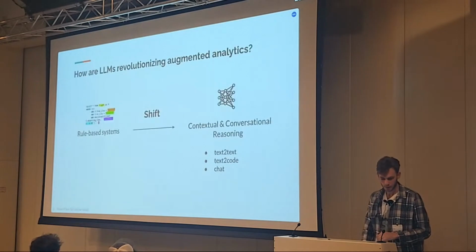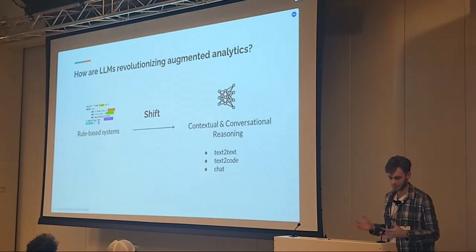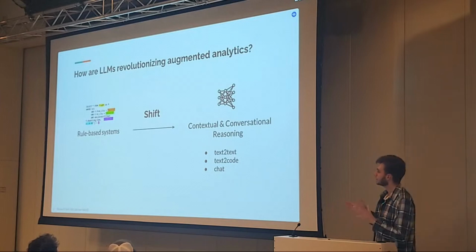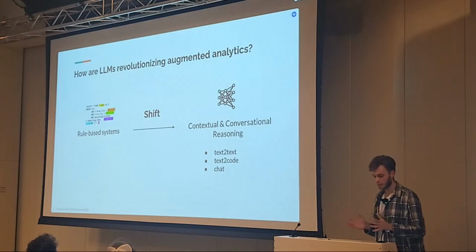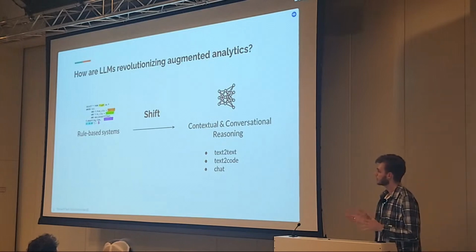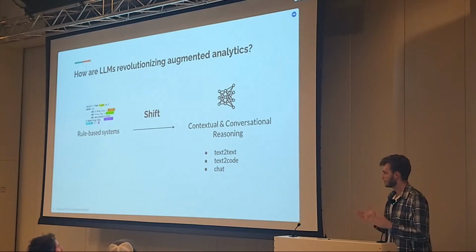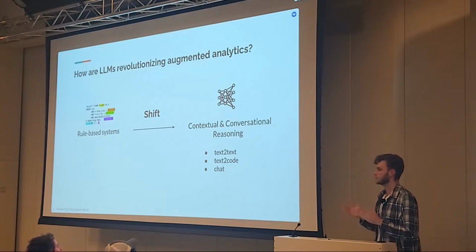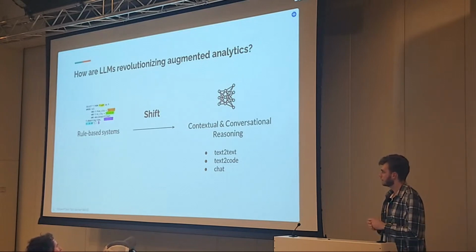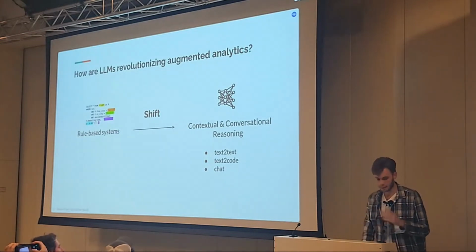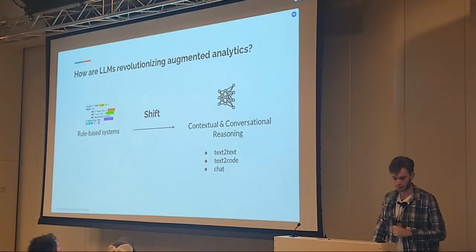So let's see where this revolution comes from. The main point I want to mention is this shift from what we call rule-based systems to something really contextual, which has contextual and conversational reasoning. You can speak with a large language model. It's a text-to-text model, it's also a text-to-code model, and I think we can introduce contextual and conversational reasoning already. This is the key point why it's so cool right now.